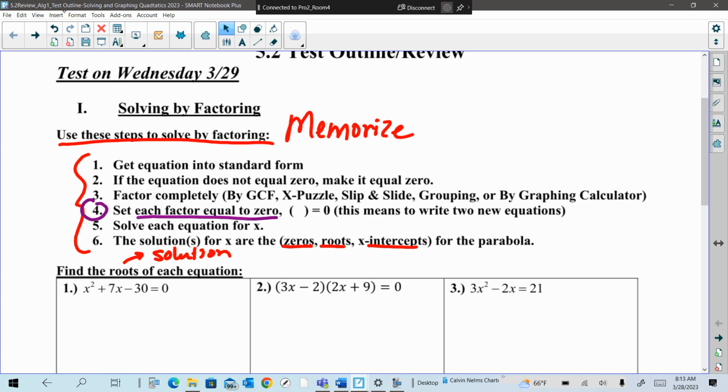Make sure, because you're going to have to solve by factoring. This first section is solving by factoring, all different types of methods. So you might have to refer to your purple graphic organizer. It says always first check for a GCF, then check to see if you have either two terms, which would mean a difference of squares, three terms, a trinomial, that's your X puzzle or slip and slide, and then four terms, by grouping. And then I am going to talk about the calculator.